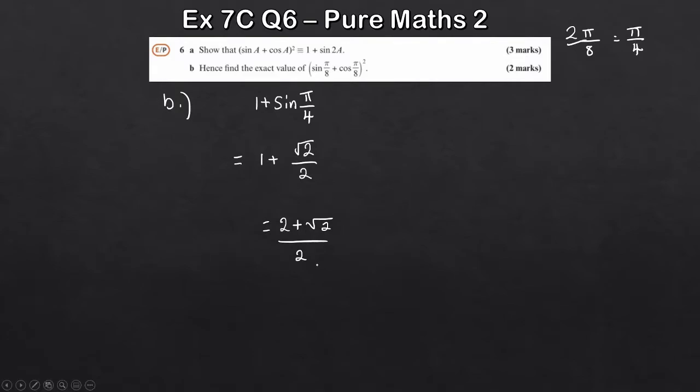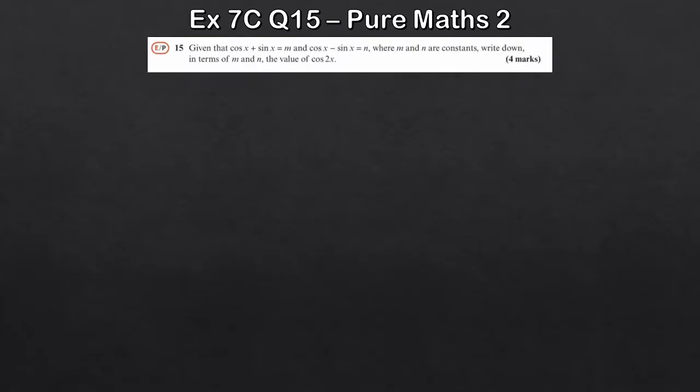So that's question 1 done. Part B, not part B, question 2 here, so I'm getting carried away. We've got cos x plus sin x is equal to m, cos x minus sin x is equal to n. And m and n are just constants, so we want to write down in terms of m and n what the value of cos 2x is.